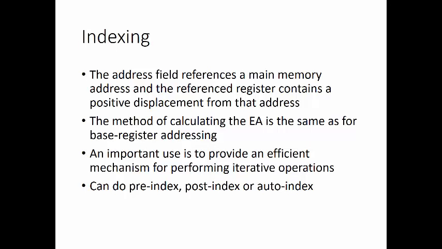Also, we shall see that there are some refinements to indexing that would not be useful in the base register context. Nonetheless, the method of calculating the effective address is the same for both base register addressing and indexing. In both cases, the reference register reference is sometimes explicit and sometimes implicit. You can also do this as pre-index, post-index, or auto-index.